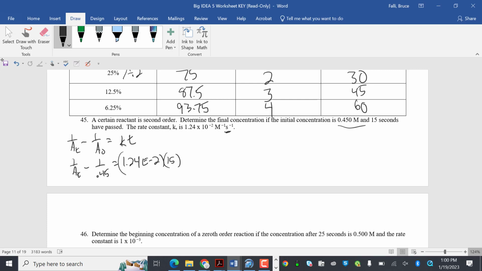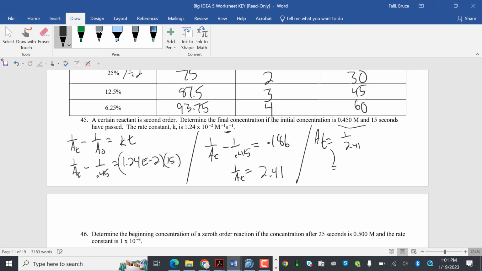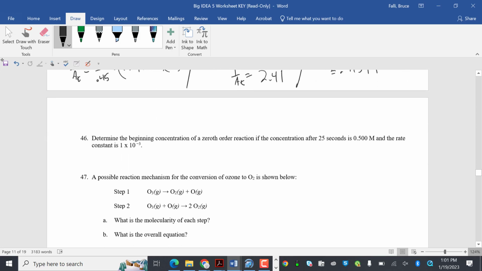So we do the right-hand side, 1.24 e negative 2 times 15. So 1 over At minus 1 over 0.45 equals 0.186. So I'm going to add 1 over 0.45, so 1 over At is going to equal 0.186 plus quantity 1 divided by 0.45, which is 2.41. So then to solve for At, it's 1 over 2.41, which is 1 divided by a second. Answer, 0.415 molar.